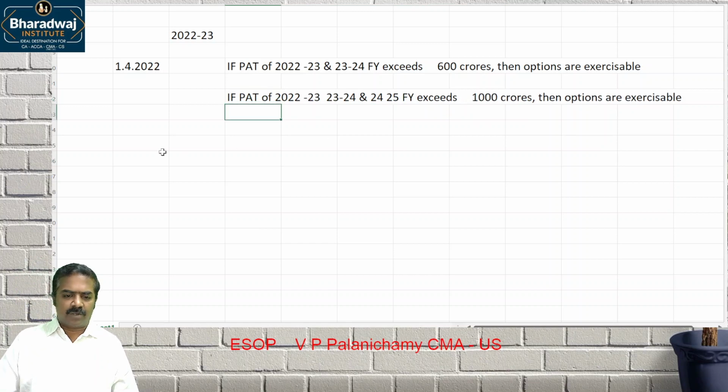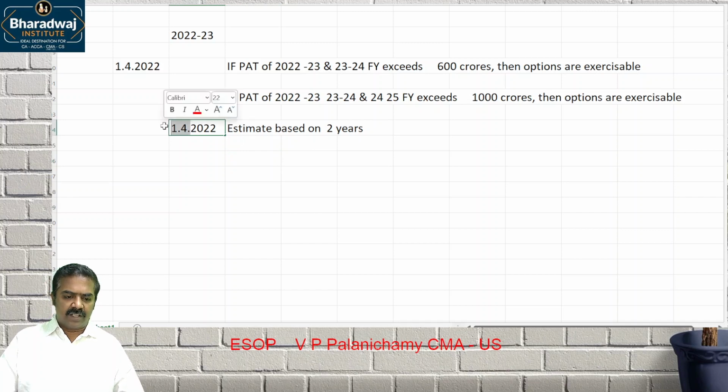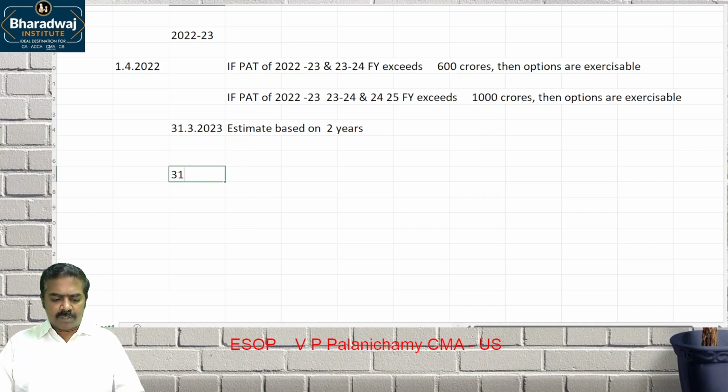Let us assume the actual position. On 1/4/2022, we'll estimate based on how many years? 3 years or 2 years? Profit after tax of the 2 years exceeds 600 crores and options are exercisable. So on 1/4/2022, the estimate will be based on 2 years. On 31st March 2023, the estimate will be based on how many years? 2 years.